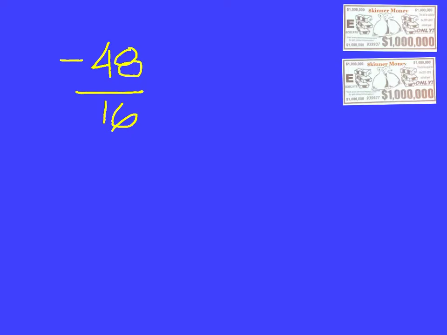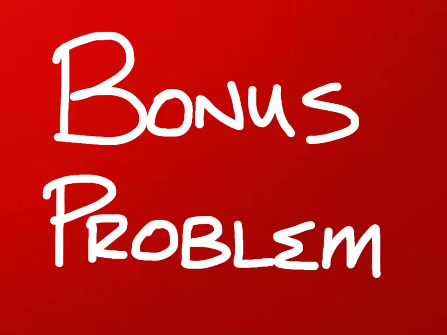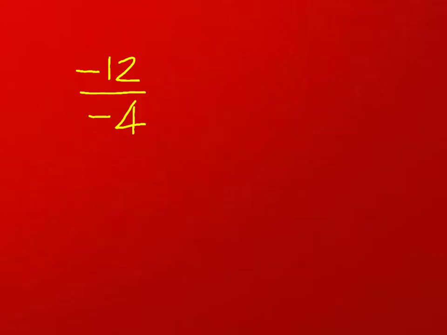Practice problem number 1. We have a negative 48 over a positive 16. So we're going to have a negative answer, and it is negative 3. For this one, we have negative over a negative, so we're going to have a positive answer. So negative 12 divided by negative 4 will give us 3.